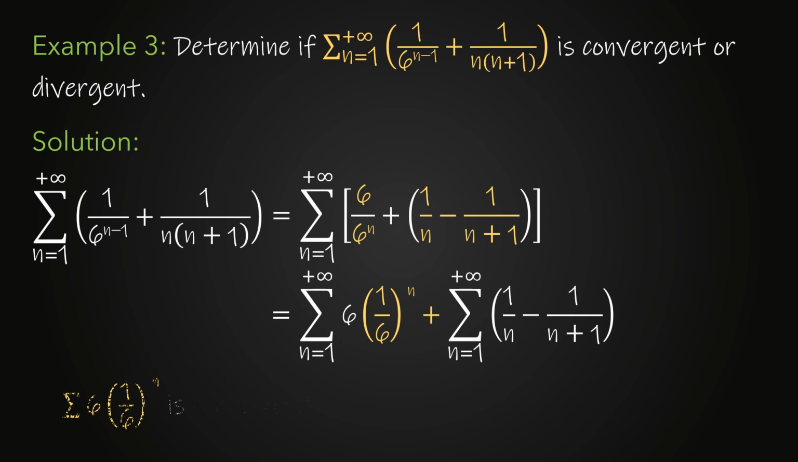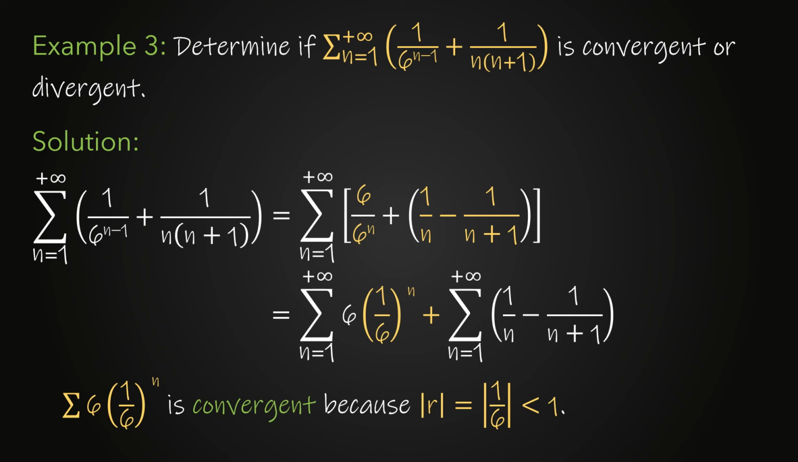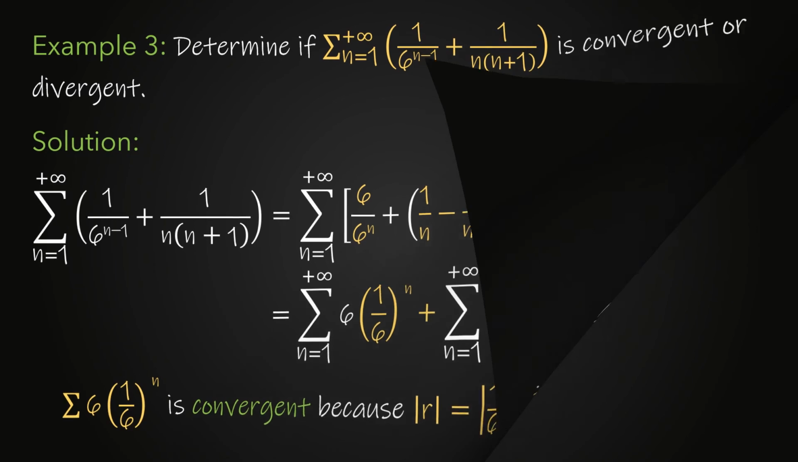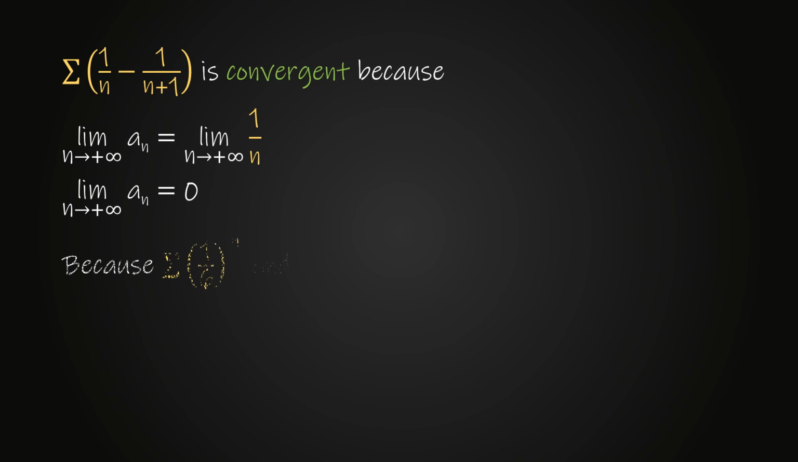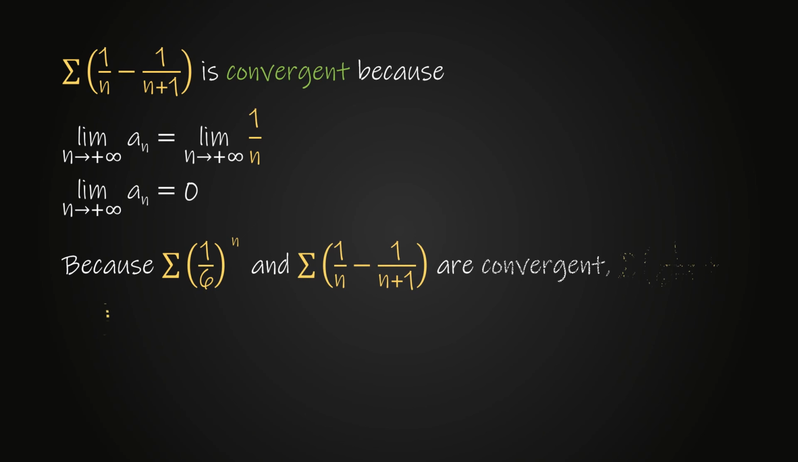The first series is a convergent geometric series because r is less than 1. The second series is a convergent telescoping series because the terms of the series converge to a limit, which is equal to 0 in this case. Because both series are convergent, the sum of the series is convergent.